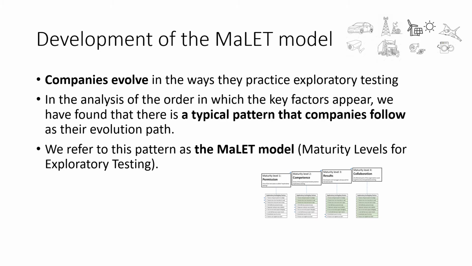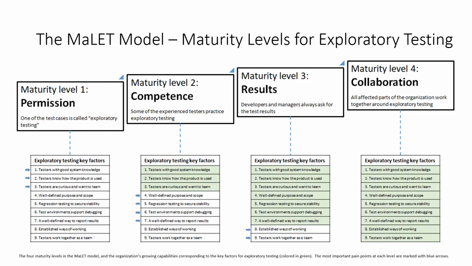The model itself, in a nutshell, is as follows. Companies evolve in the ways they practice exploratory testing, and this evolution tends to follow a stepwise pattern, where we have identified 4 distinct levels. These levels are, in order, permission, where exploratory testing is not actively prevented, but not supported in any meaningful way either. As one engineer put it, they had a test case called exploratory testing, and that was it.